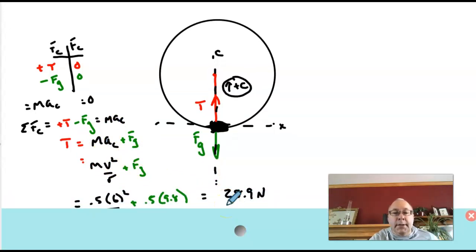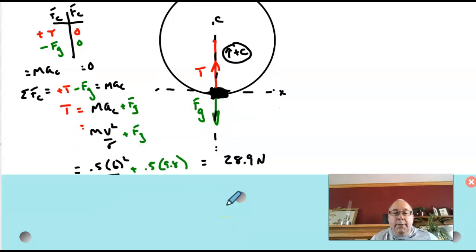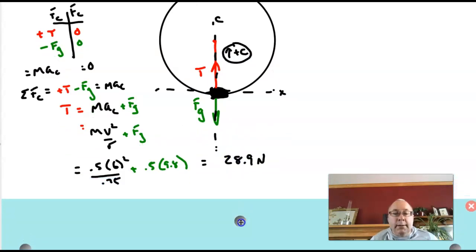but we'll get a different answer. The tension is going to be greater at the bottom, not only because the tension's holding the rock on the circle, but it's also having to support the weight of the rock itself. So at the bottom of the circle, the overall tension in the string will be more than it would be when the rock is going through the vertical part of the circle.